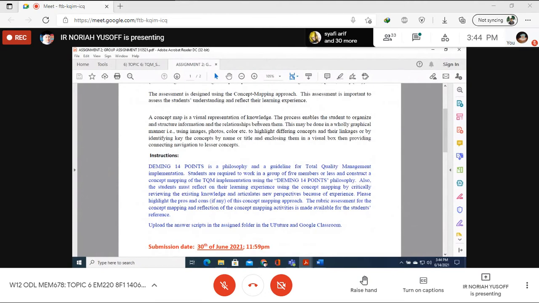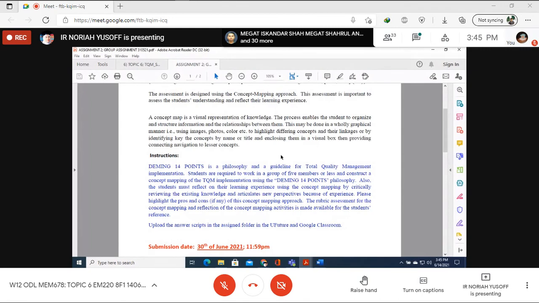Okay, so as long as it is actually based on this definition, and then whatever that you do tu betul lah. Dia kata kat sini, concept map is a visual representation of knowledge. You ada maklumat, tapi maklumat tu dalam bentuk deskriptif, okay, description. But now you like to visualize, guna this mapping.